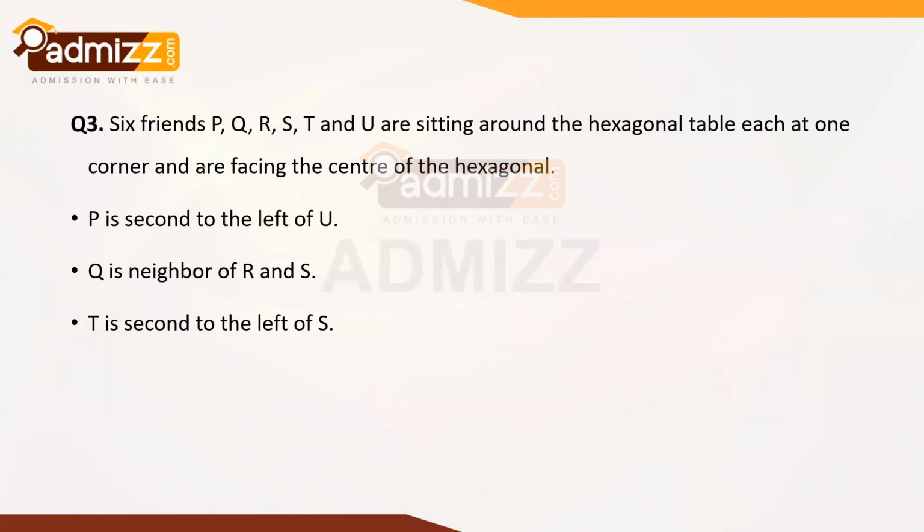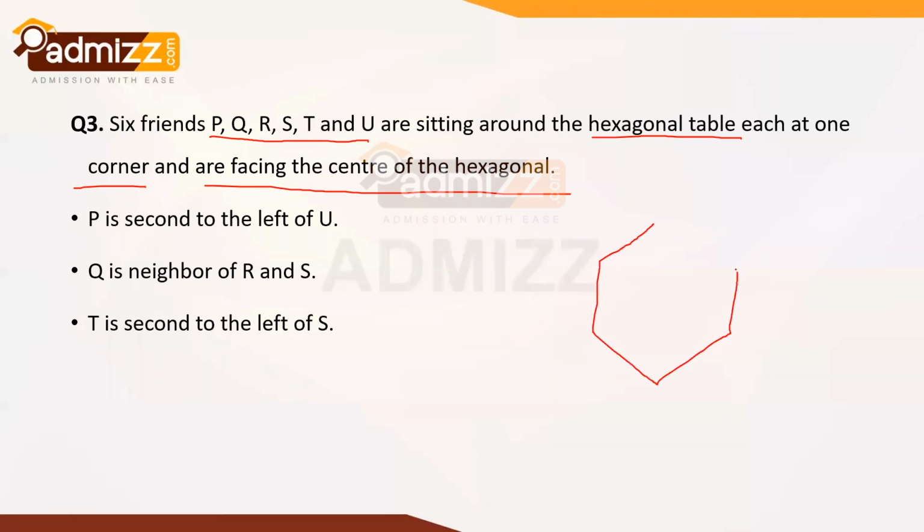So with that done, we'll be moving on to the third problem, right? 6 friends, P, Q, R, S, T, and U are sitting around the hexagonal table, each at one corner, and are facing towards the center of the hexagon, right? So the figure in this case will be something, let's make a hexagon first of all. Hexagons are figures with 6 sides, right? So this is our hexagon.